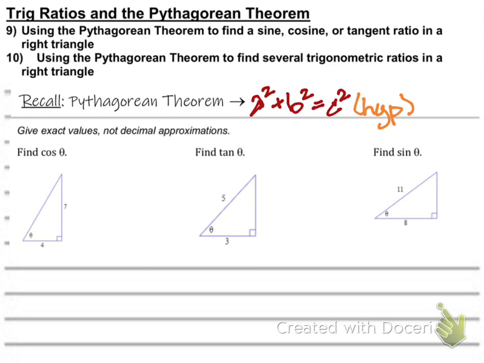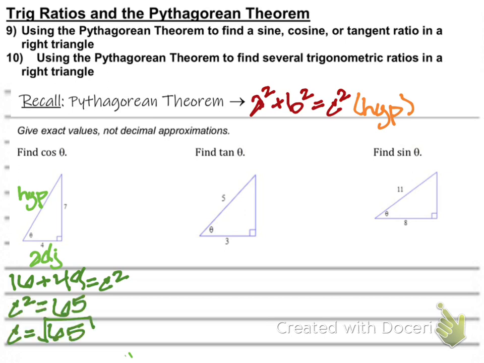So looking at this first problem, we want the cosine. We have adjacent, but we need hypotenuse. So we're going to have to set up the Pythagorean theorem to find that hypotenuse. So 16 plus 49 is c squared. You can also label that x squared. Doesn't matter at all. I kind of go back and forth.